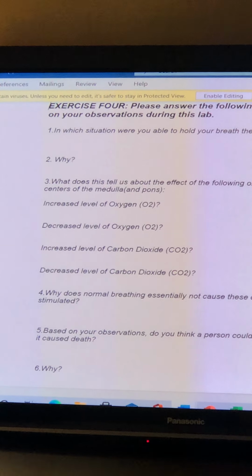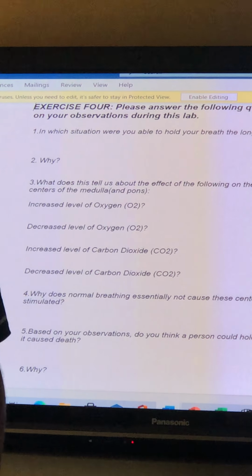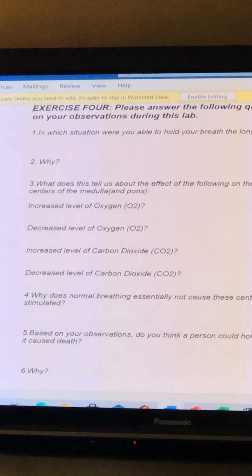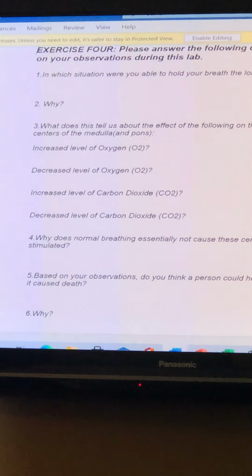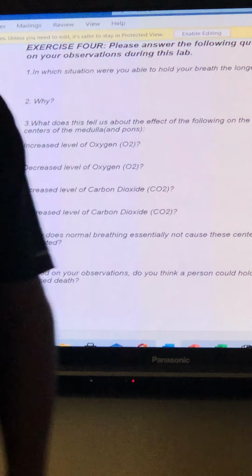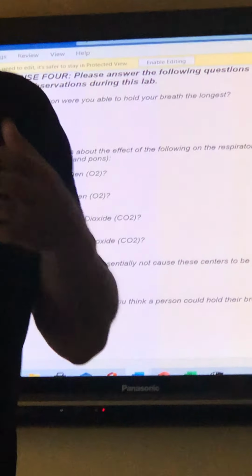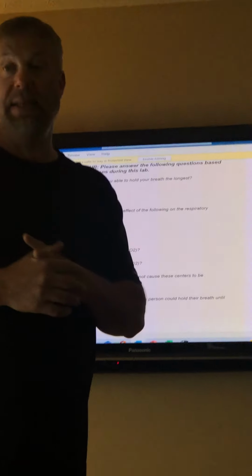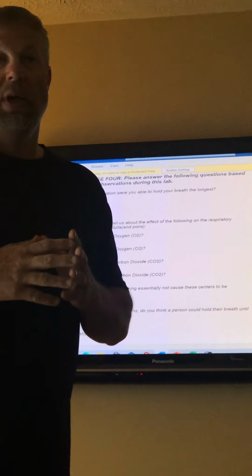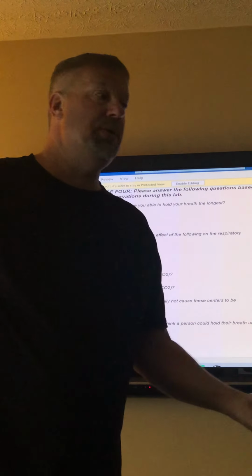Why does normal breathing essentially not cause these centers to be stimulated? Because you have a normal ratio of oxygen to carbon dioxide in the blood. Number 5, can a person hold their breath until they die? This is something that I got to give you a little more information. No, they can't. Not without help. If you try, you will pass out.